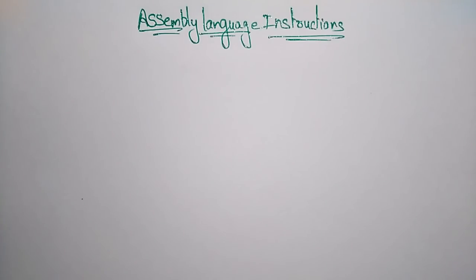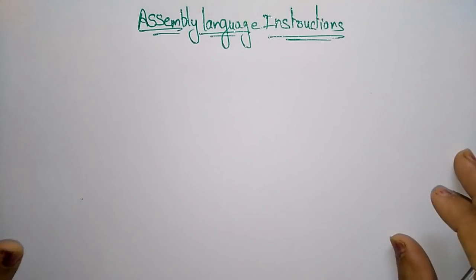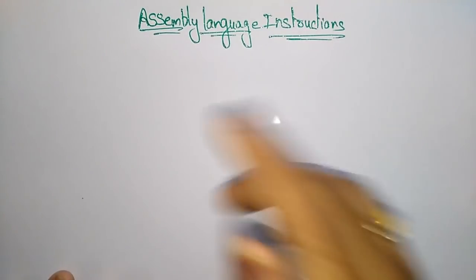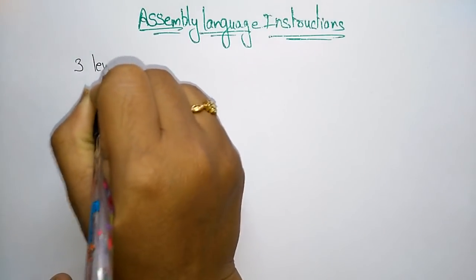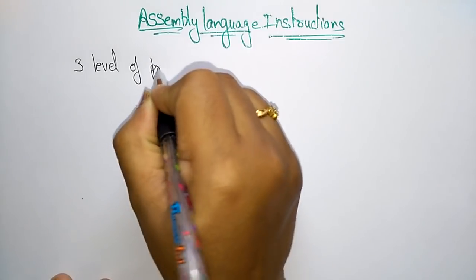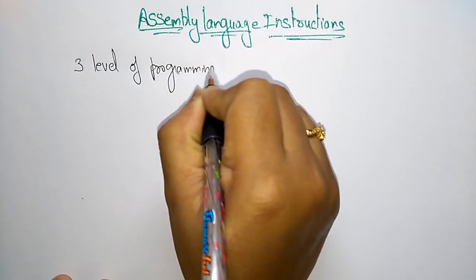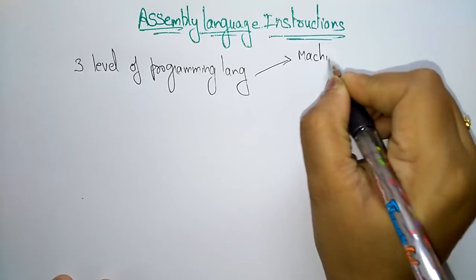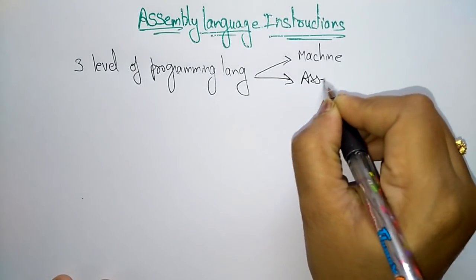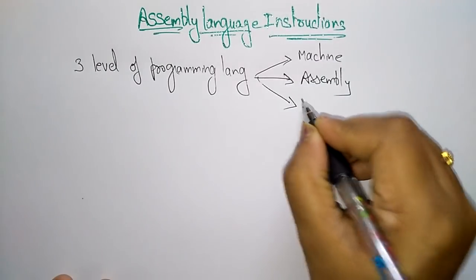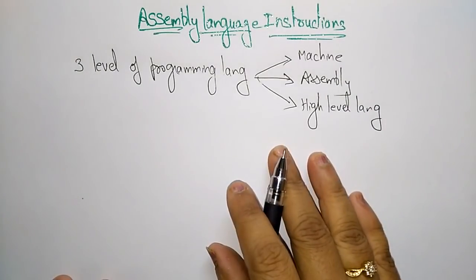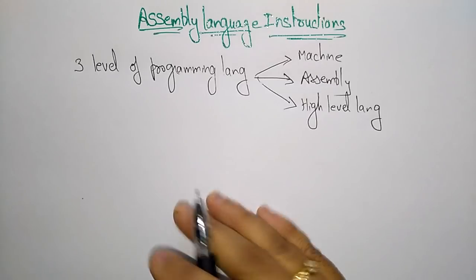Hi students, coming to the next topic in the subject computer organization and architecture is assembly language instructions. So we all know that assembly language is in the form of mnemonics. Actually there are three levels of programming languages in a system. Those 3 levels are machine language, assembly language and high level language. These are the 3 levels of programming languages that are used in any microprocessor.